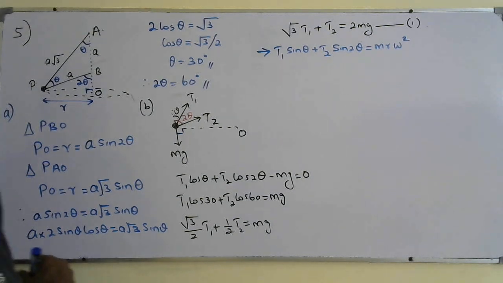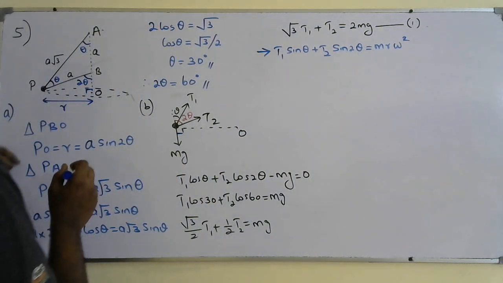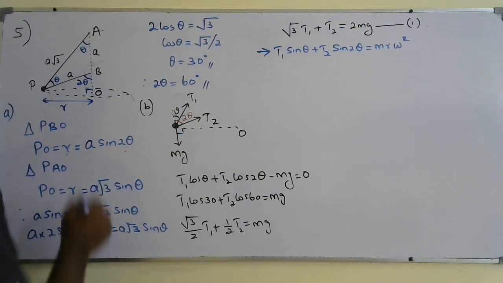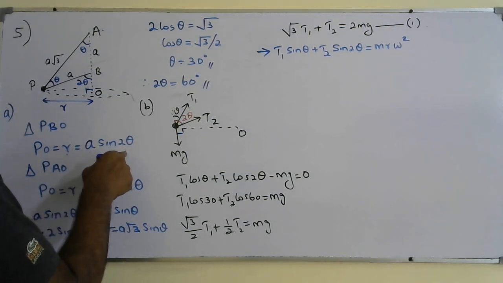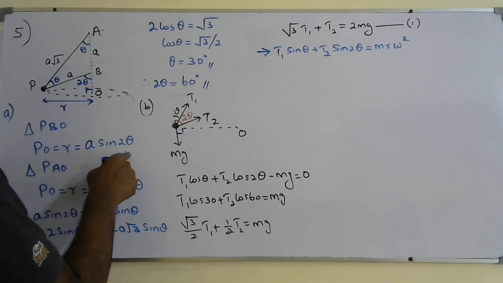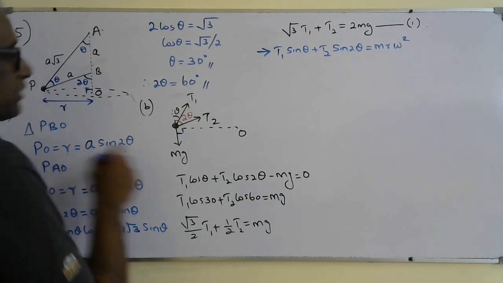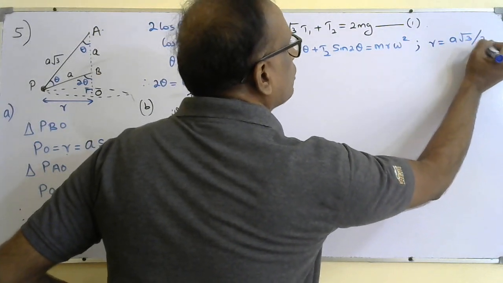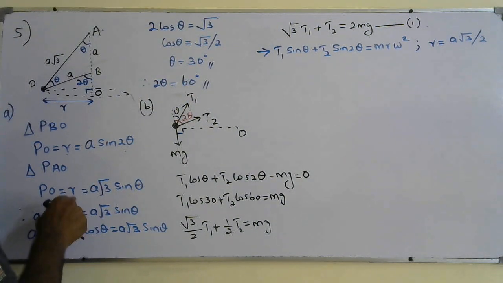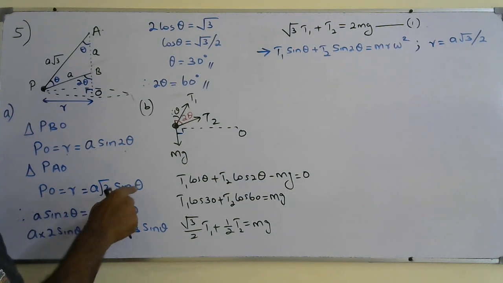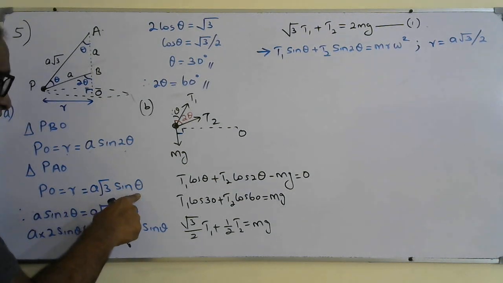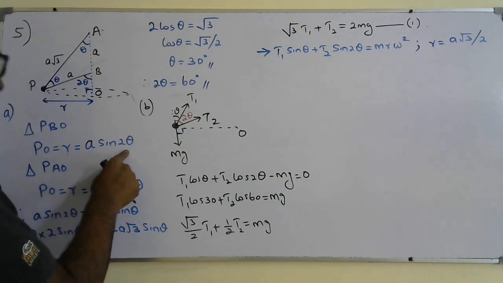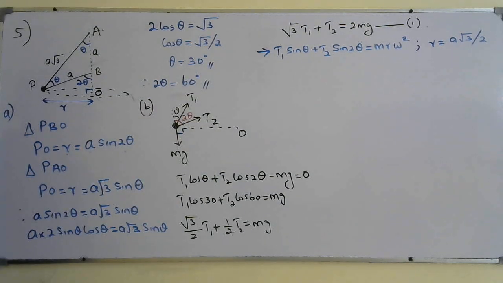But what is r? In this figure, r is equal to A sine 2 theta, or r equal to A root 3 sine theta, either one. A sine 2 theta, theta is 30 degrees, A sine 60 is root 3 by 2, so r is equal to A root 3 by 2. Or r equal A root 3 sine theta, sine 30 is half, so you get A root 3 by 2. Whatever you use, you get the radius.